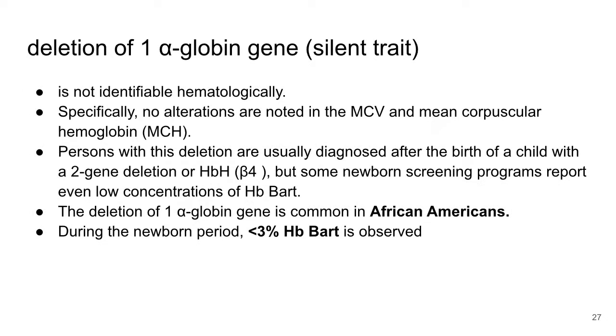Deletion of one alpha globin gene is not identifiable hematologically. Specifically, no alterations are noted in MCV or MCH. Persons with these deletions are usually diagnosed after the birth of a child with two gene deletions or hemoglobin H, and this is common in African Americans, and during the newborn period less than 3% hemoglobin Barts is observed.